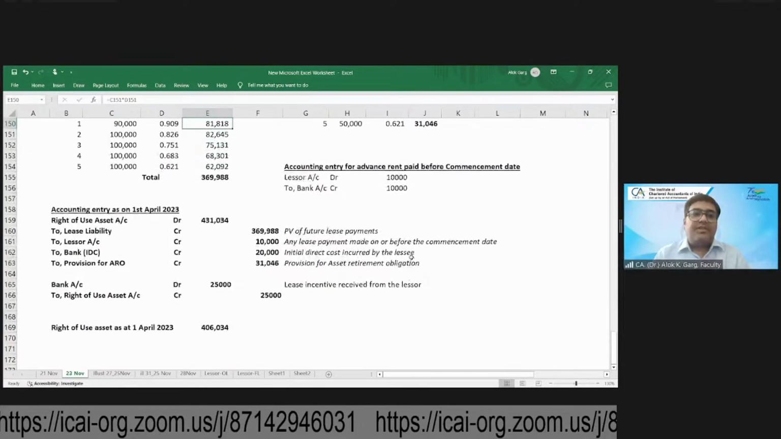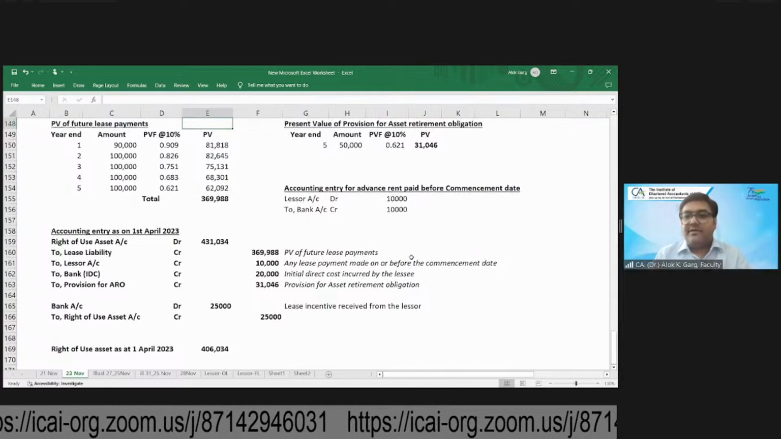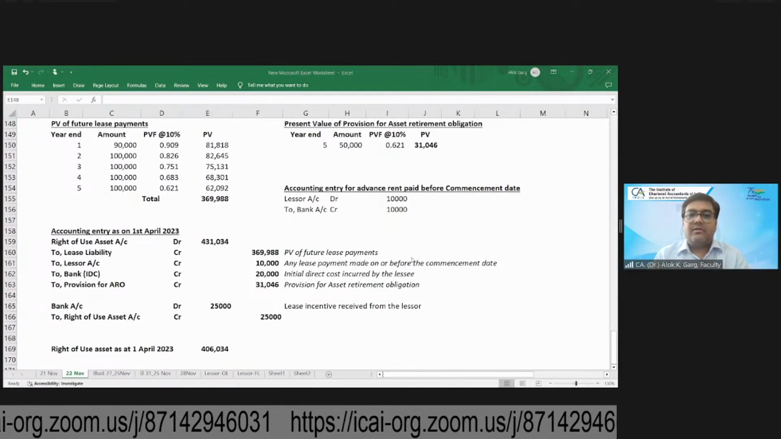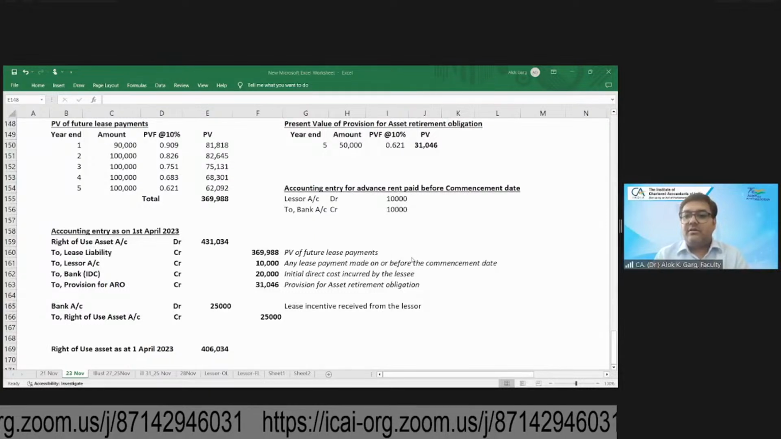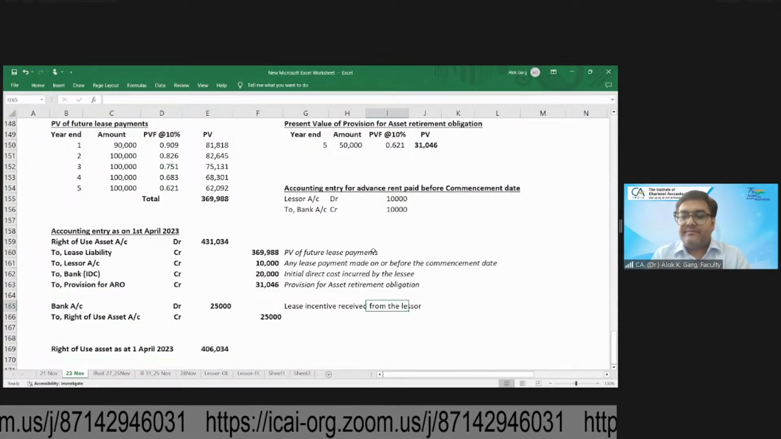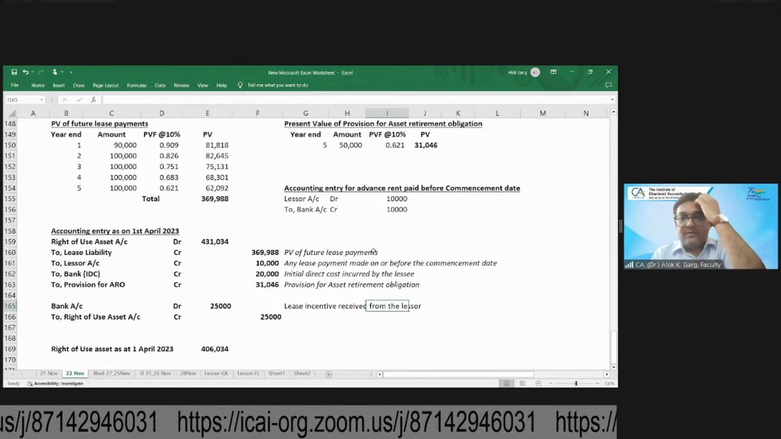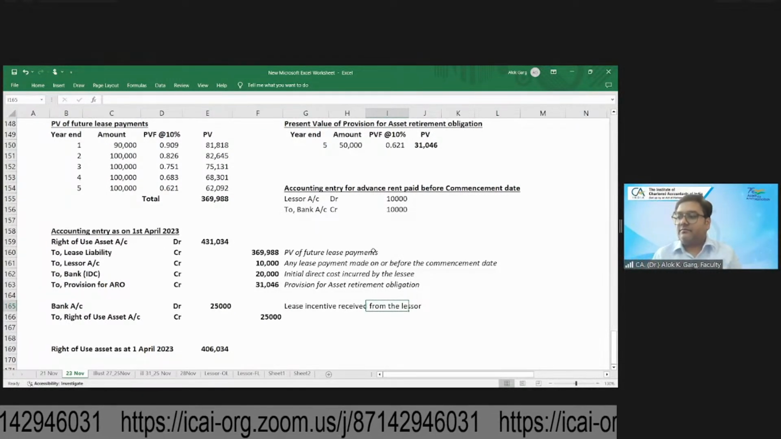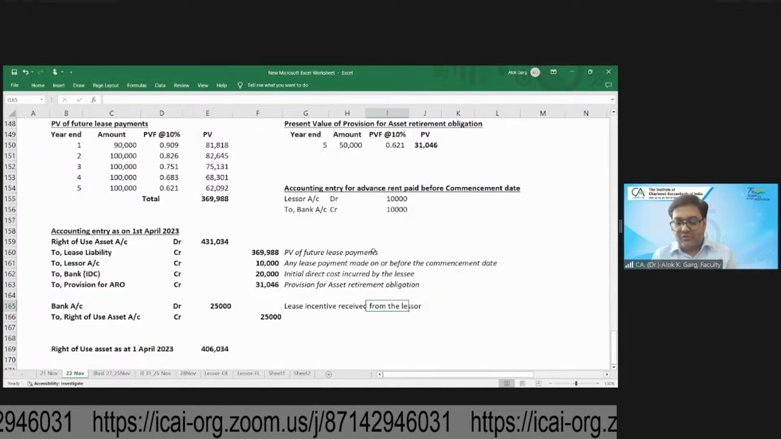Viraj, Abrikis, Munish, any problem in this question? Rahul, have you understood this question very well? Have you understood this question very well? Yes or no?